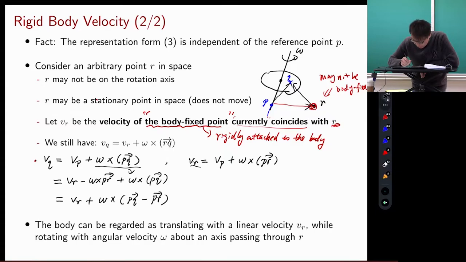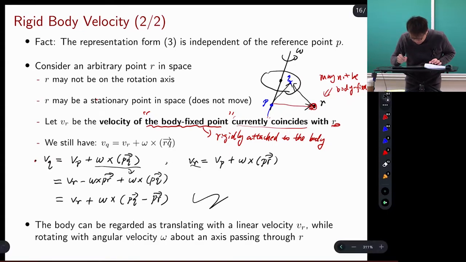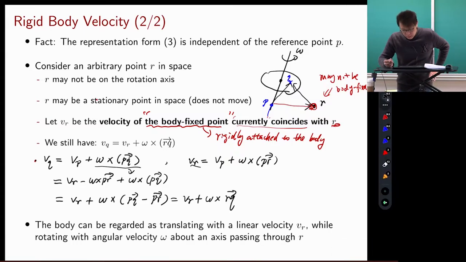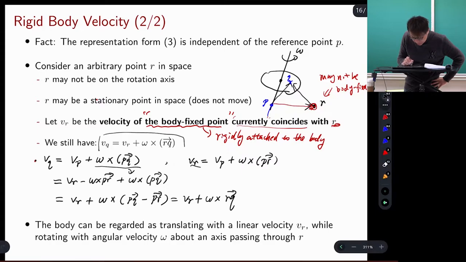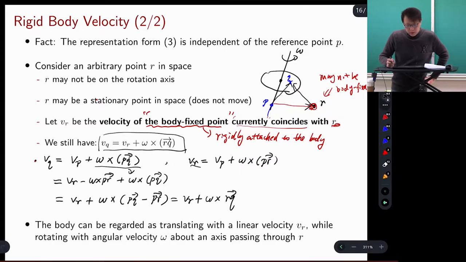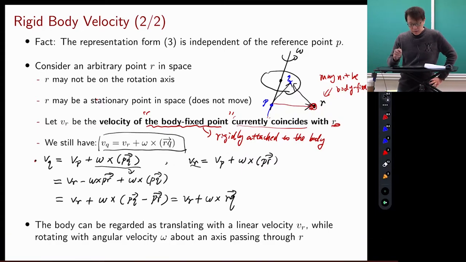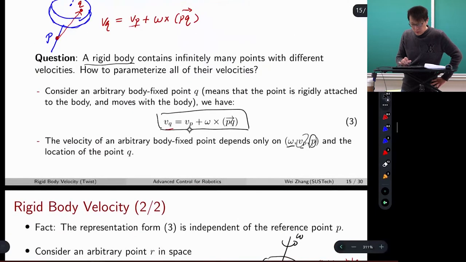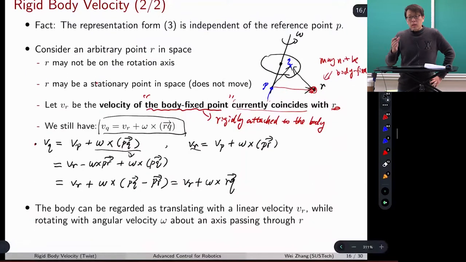So overall we have VR plus omega cross RQ. Okay, so it's this formula. Is this the same as the previous one, if I choose P as a reference point? Okay. So the conclusion is the following.